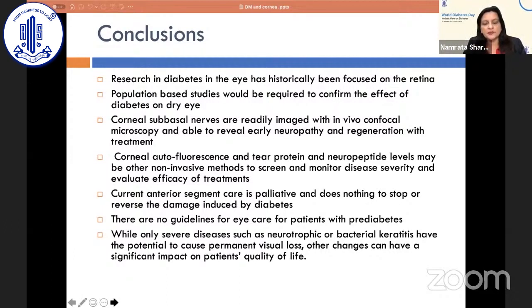Corneal autofluorescence has a great potential, and so do the tear protein and the neuropeptide levels. And currently, the anterior segment care is only palliative, and it is not curative, like again our posterior segment surgeons who do a curative treatment of diabetic retinopathy. And we have absolutely no guidelines for eye care for patients with pre-diabetes, which needs to be looked at. Anterior segment mainly focuses on the patient's quality of life rather than the visual loss, and is more related with the problems which can occur of dry eye, recurrent corneal erosions, epithelial defects, etc.